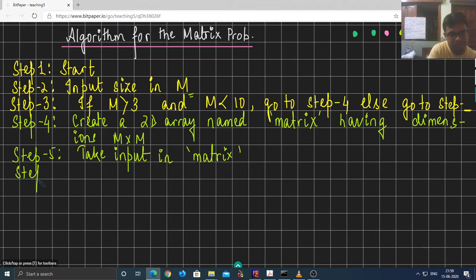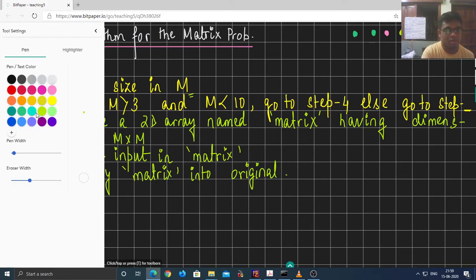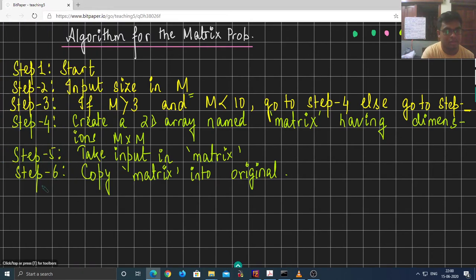Step 6. Now we need to create a copy of this matrix because we have been asked to display the original matrix after every operation has been done. So we copy matrix into original. And this matrix will not be affected. The original matrix will not be affected. Okay. Change to a different color.